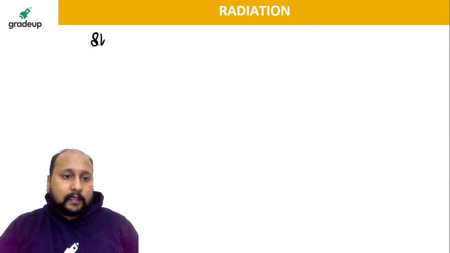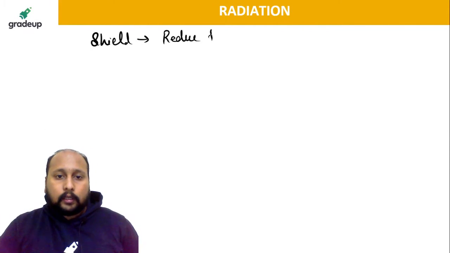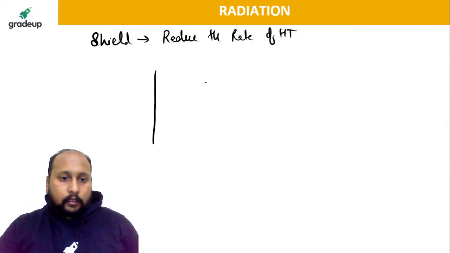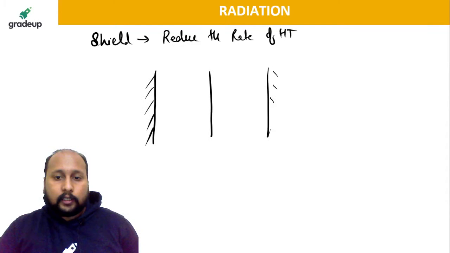So if I quickly tell you about the shield, let me write it over here. A shield is basically used to reduce the rate of heat transfer. A shield is nothing but a flat plate. Let us suppose I'm using a single shield.